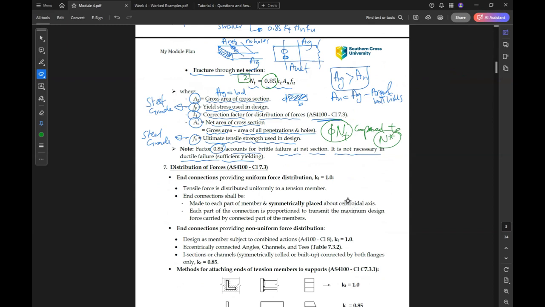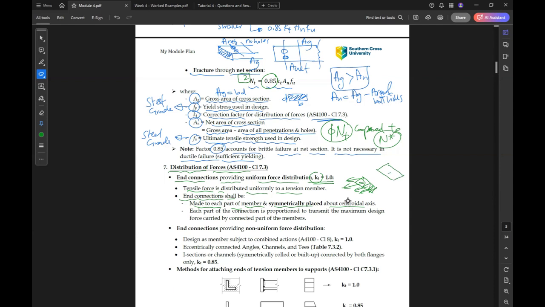So here is an explanation of the distribution of forces for the factor Kt. At the end connection providing uniform force distribution, we can take Kt as 1. The tensile force is distributed uniformly to a tension member, so the tensile force is distributed uniformly to the cross section. So all the cross section has the same value. The connection shall be made to each part of the member and symmetrically placed about the centroid axis.